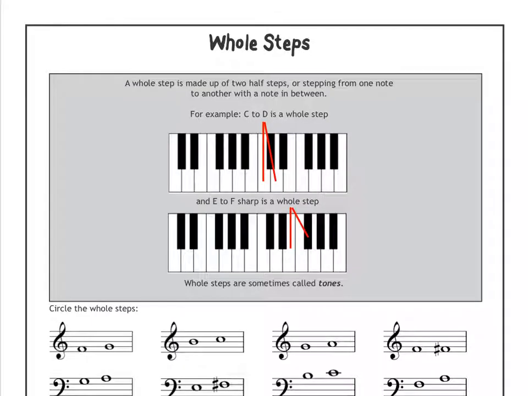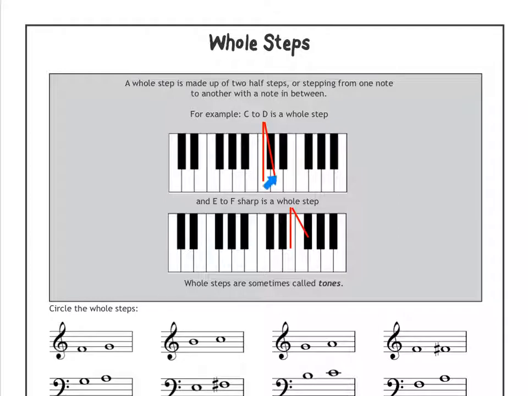That's page 14. Now, whole steps. This is the new stuff for this lesson. Whole steps simply are, if you had a half step, a whole step is twice the distance. All right, so we have the official definition here. A whole step is made up of two half steps, or stepping from one note to another with a note in between. The example they give here is the note C up to D. We skip the black key and go right to the next white key.